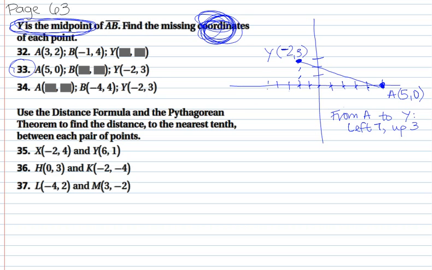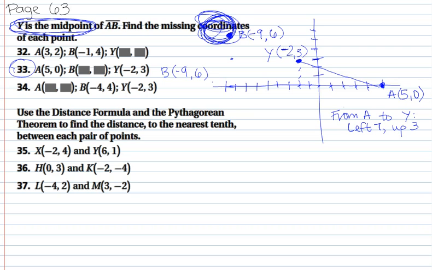So 1, 2, 3, 4, 5, 6, 7. If we start at negative 2, oops, hold on. If we start at negative 2 and we go left 7 places, we're going to end up at negative 9, which is right here. And then we still need to go up 3, which takes us to right there, if you can see that. So my coordinates are negative 9, and then 3 up from 3 is 6. So that would be my answer, is B is negative 9, 6.